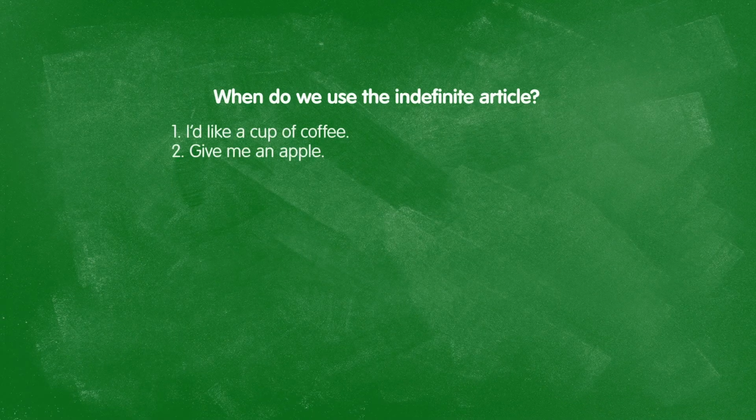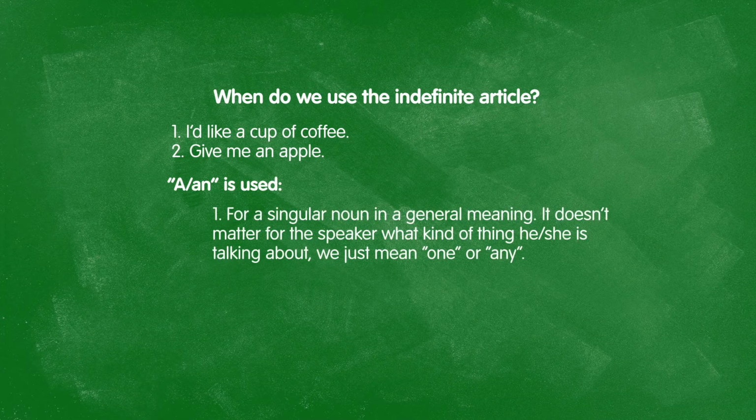So let's look at some cases of usage of both a and an. Now, a and an are used when we're talking about something in a general meaning. We don't mean a particular example of something. We just mean one or any. Such as in the examples, I'd like a cup of coffee, or give me an apple. In these examples, I don't really care which cup of coffee. It could be that cup of coffee or that cup of coffee. I just want a cup of coffee.